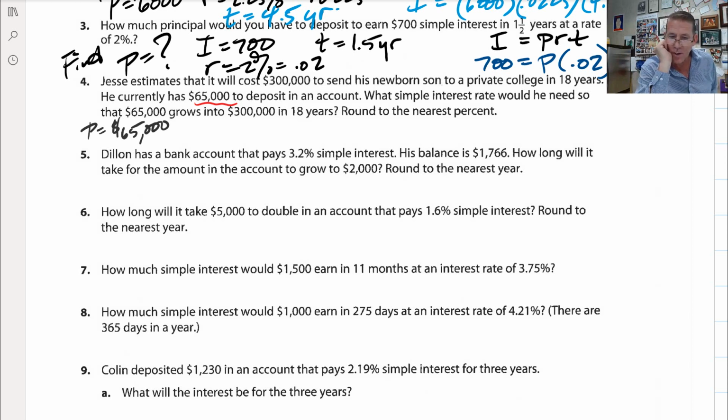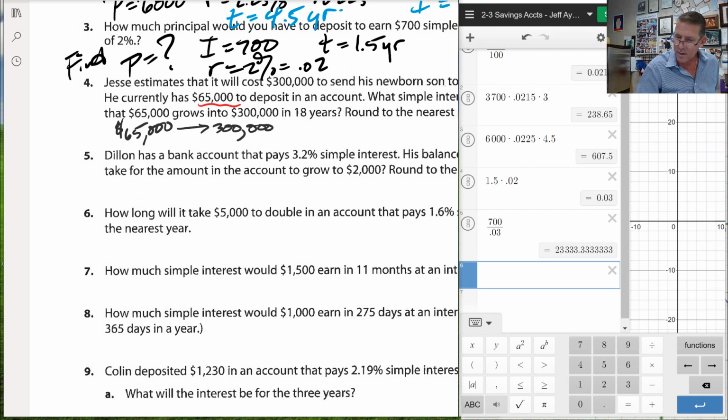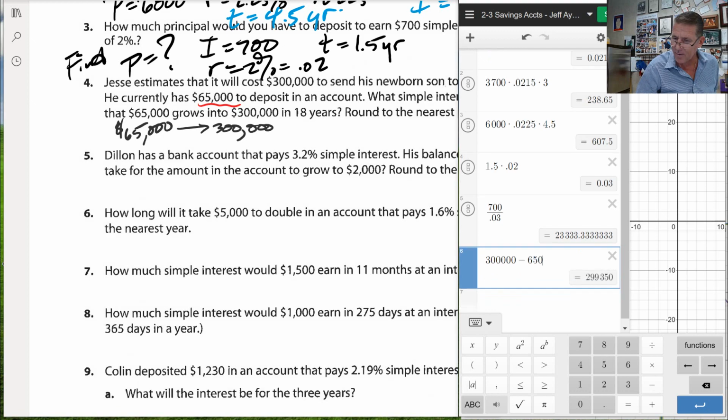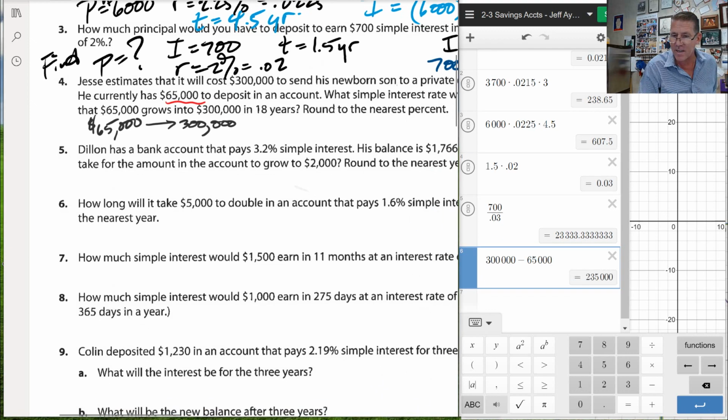Okay, so first of all, we want to go from 65. I'm going to take back what I just said earlier. That's not the principal. That's just the original amount. We want 65,000 to get to 300,000. So what would he have to make in addition to the 65,000? Well, let's figure that out. Let's subtract the two. All right, so 300,000, subtract the 65,000, and notice that he needs another $235,000 in the 18 years to make this happen.